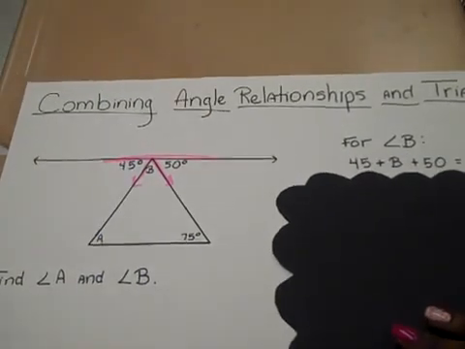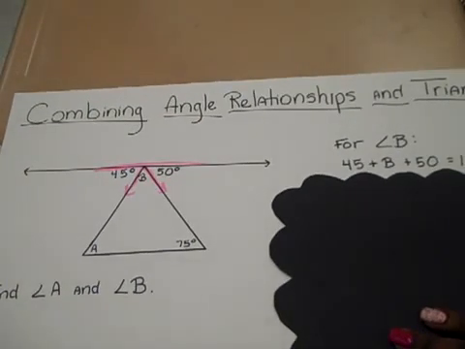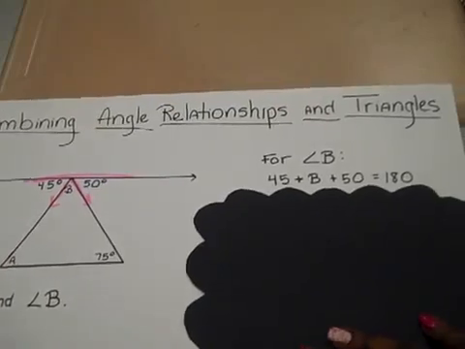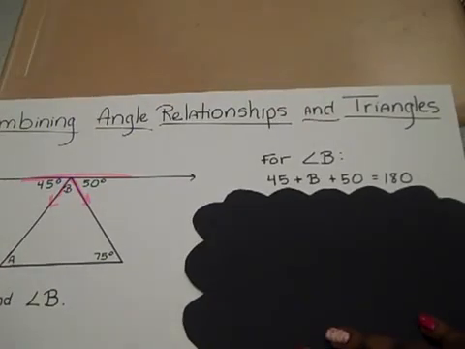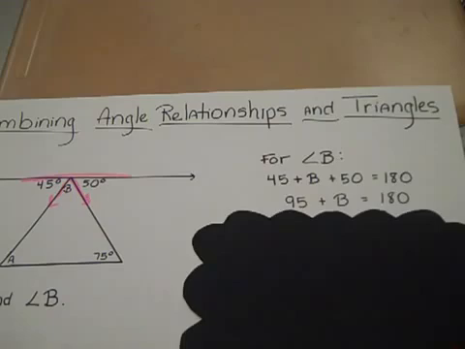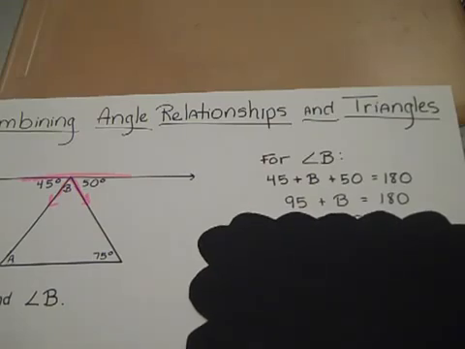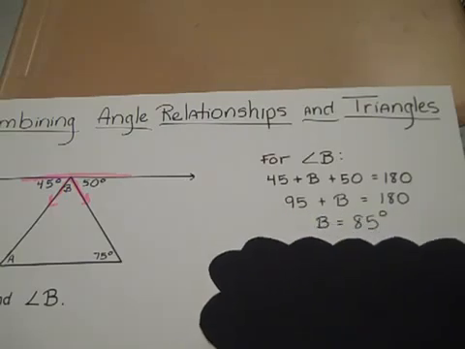And since that's the case, we'll set all three equal to 180, because remember, 180 degrees is equivalent to a straight line. After that, you combine your like terms, and what you have is 95 plus angle B is 180. Again, you're back to solving a one-step equation. Therefore, B must be 85 degrees.